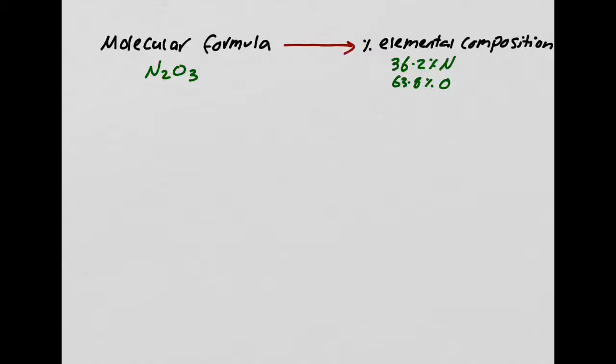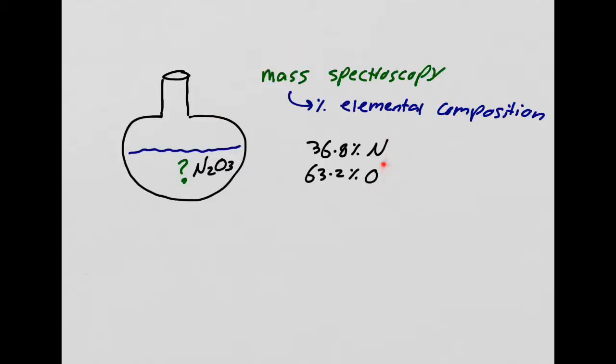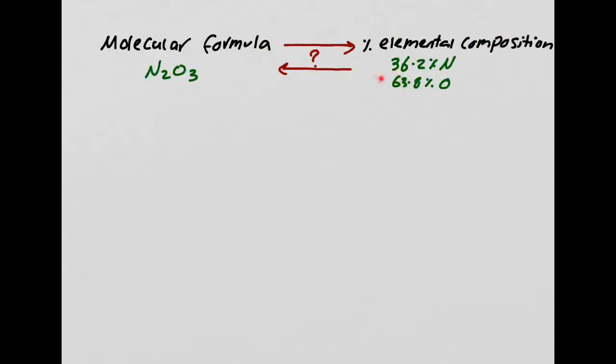Now here's the question. Can I go backward? Basically, when I put it in an instrument and the instrument gives me the percent elemental composition, it doesn't tell me the formula. It tells me 36.8% nitrogen, 63.2% oxygen. When I have this, can I figure out the formula? The answer is yes. If the answer was no, the lecture would end right now, right? So the answer is yes, but you have to do an extra step.